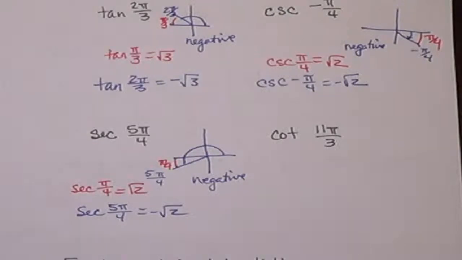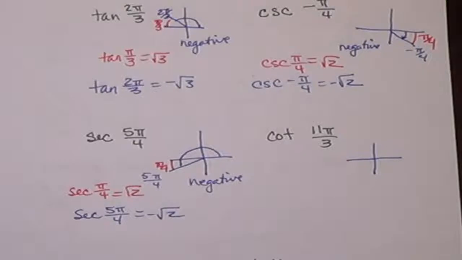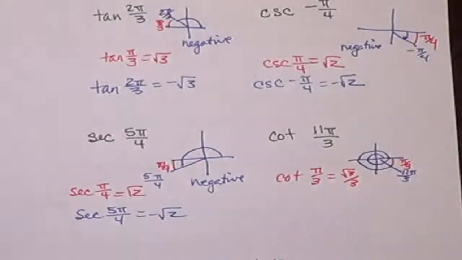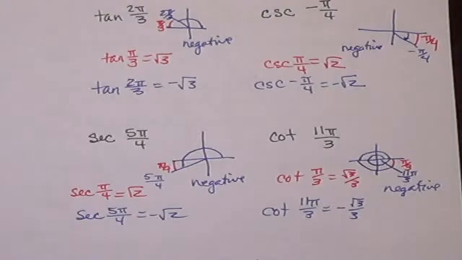And then our last one that we'll look at is our cotangent of 11 pi over 3. Notice 11 pi over 3 is something that's past one full revolution of our unit circle. So it's a full revolution and a little bit more. Puts us back in the fourth quadrant. Okay. Our reference angle is again pi over 3. Our reference angle, cotangent of pi over 3, gives us a value of root 3 over 3. So our cotangent of 11 pi over 3 is going to be negative root 3 over 3.